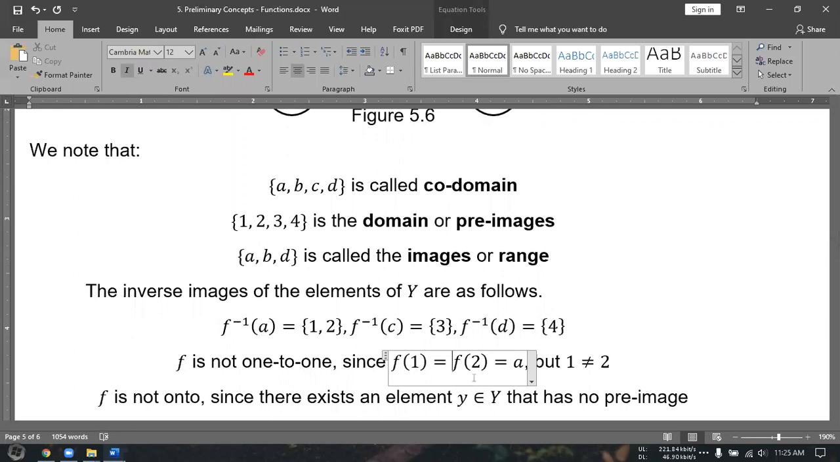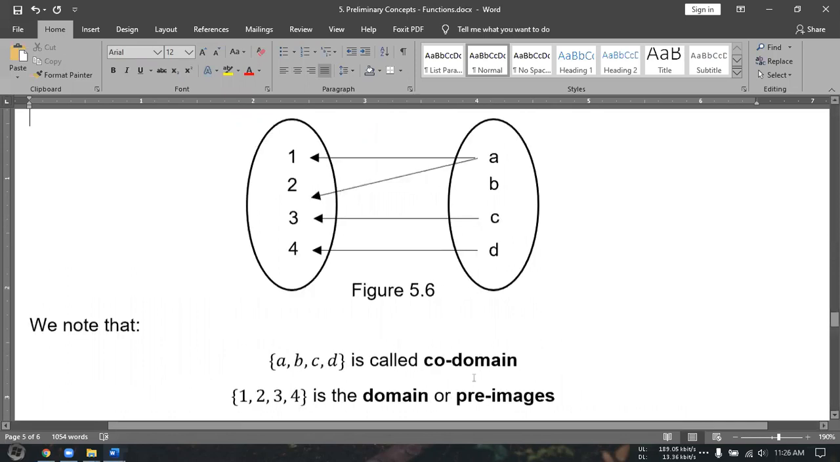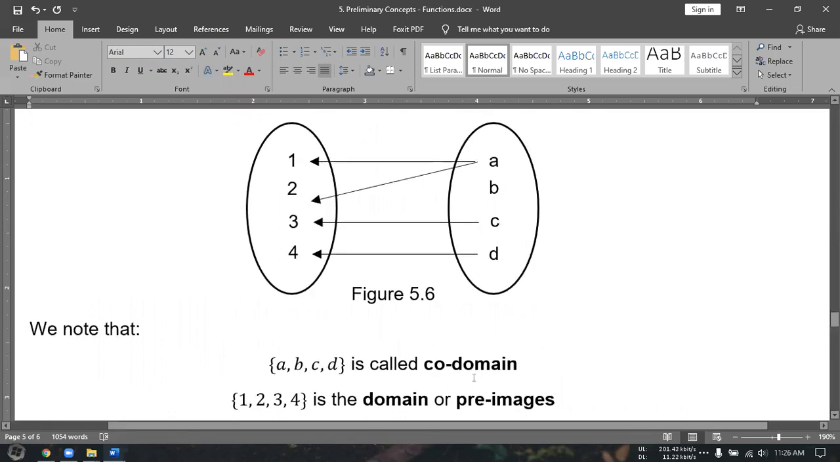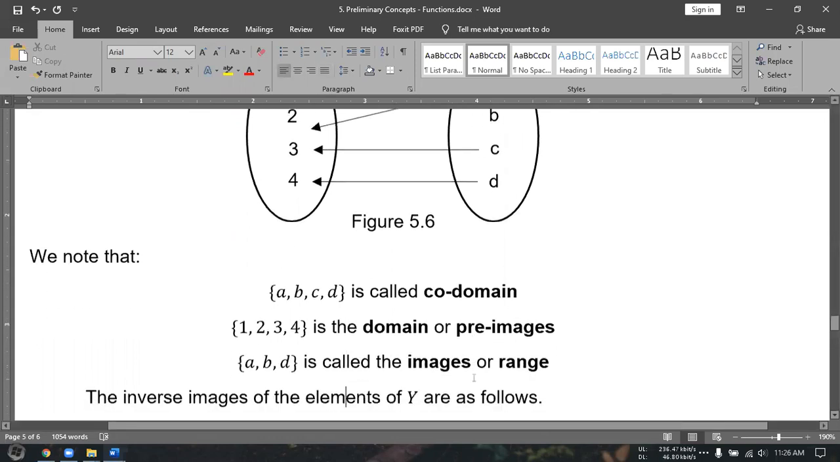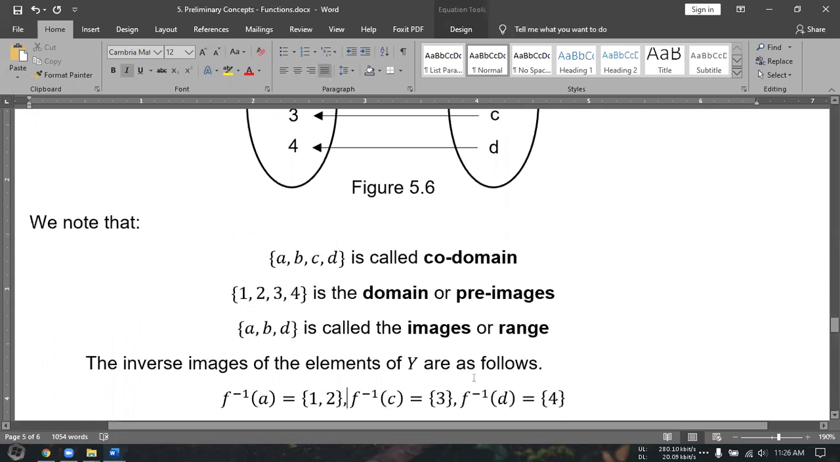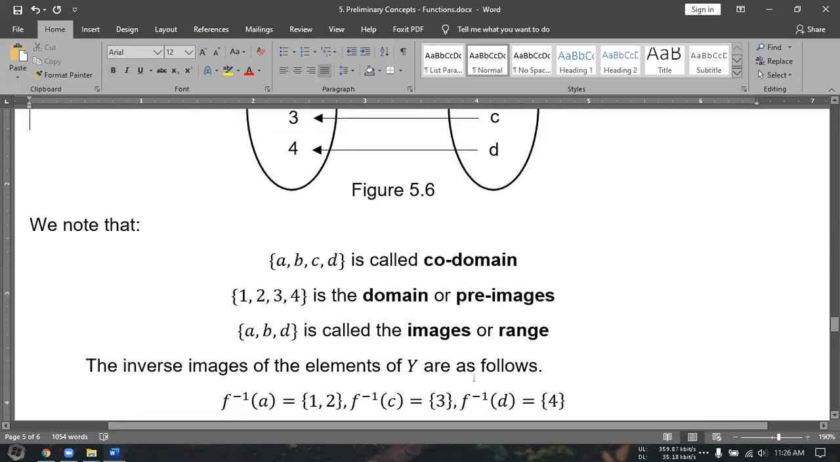Ayan. f of 1 is equal to f of 2, which is equivalent to a. But 1 and 2 are not equivalent. f is not onto since there exists an element of y that has no pre-image. So, this is not 1 to 1, and at the same time, this is not onto. Yun, natapos na. That ends our discussion kay functions.